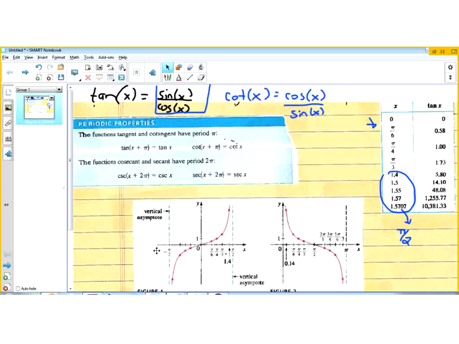So these two graphs depict the tangent function and the cotangent function on one period. So they're not labeled, are they? So this is tangent of x, and this is the cotangent of x. Note carefully the x-intercepts. Okay, so the tangent function has an x-intercept at x equals 0. The cotangent function has an x-intercept at pi halves.